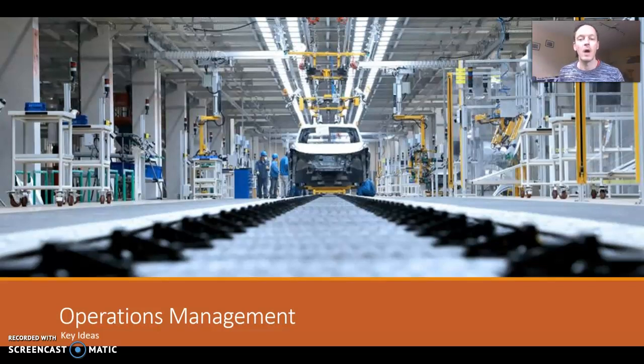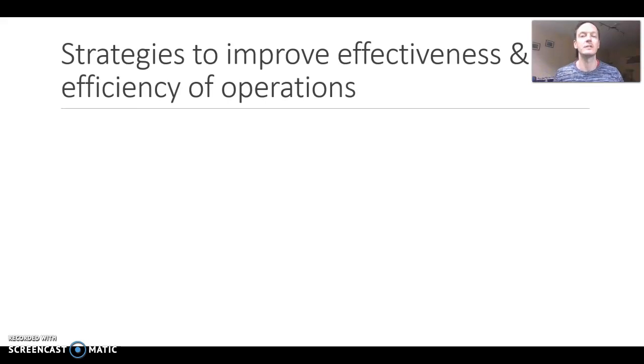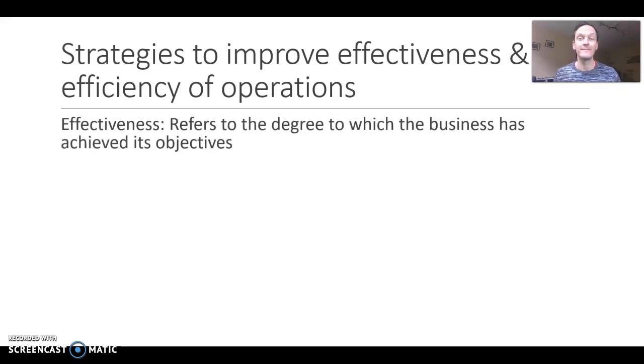Okay, so I want to start with the strategies to improve effectiveness and efficiency of operations. These 2 concepts of effectiveness and efficiency appear in all 4 of the key strategies. I wanted to give you guys a little bit of a tip on how to remember what each of these mean. Effectiveness refers to the degree to which the business has achieved its objectives. A funny way to remember what effectiveness means is effective rhymes with objective.